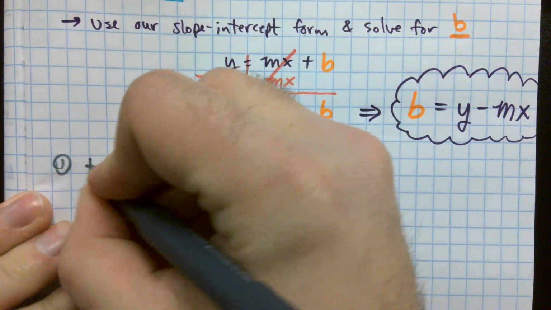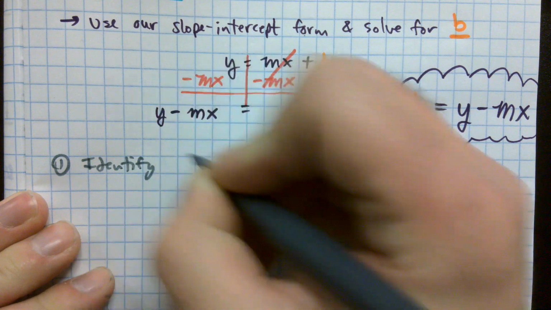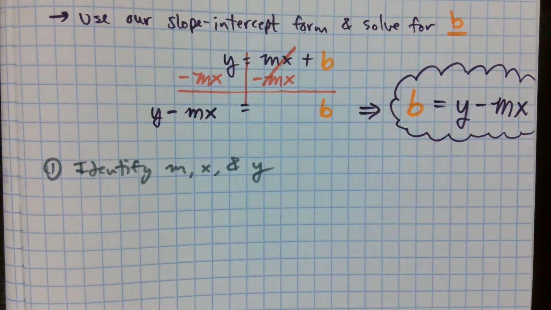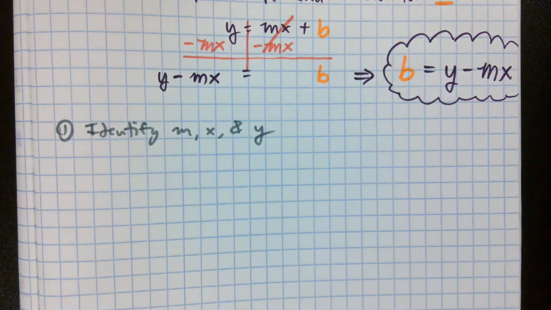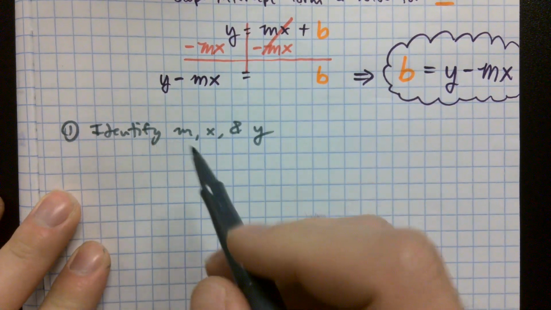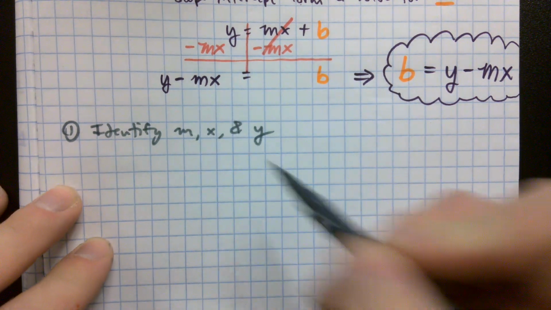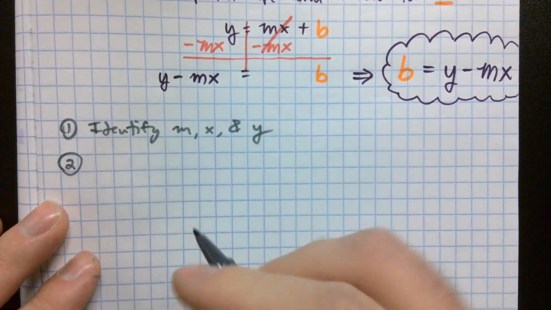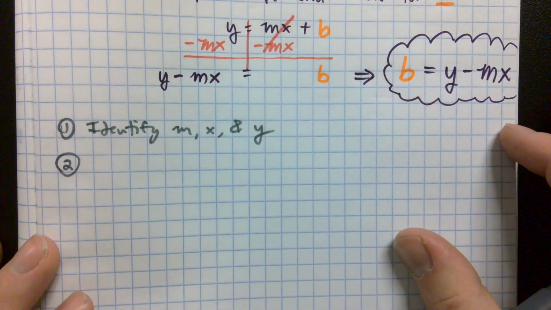First step, identify M, X, and Y. Now up to this point, we've been leaving X and Y as just X and Y in our equation. But now we're going to use those slots in our formula to plug in numbers and solve to get our value for B. So the first step is figuring out what is M equal to, what is X equal to, and what is Y equal to. X and Y are just going to represent the coordinates of any point on the line you're dealing with.